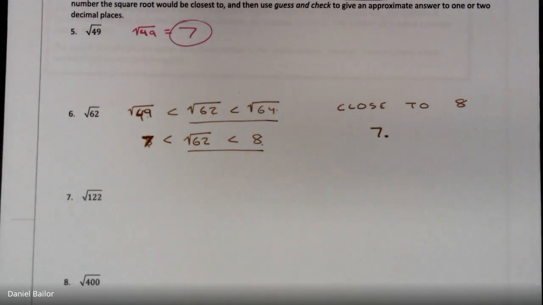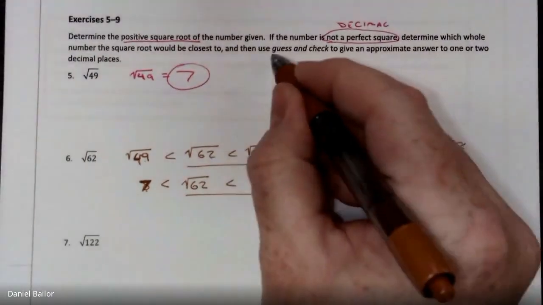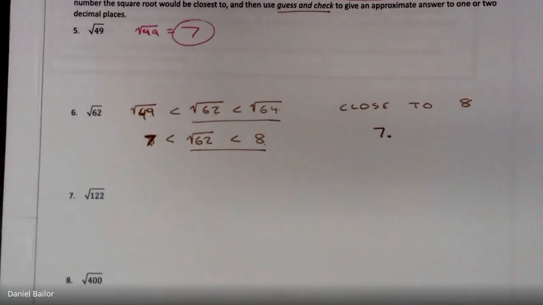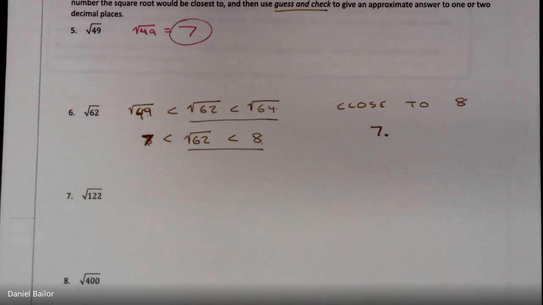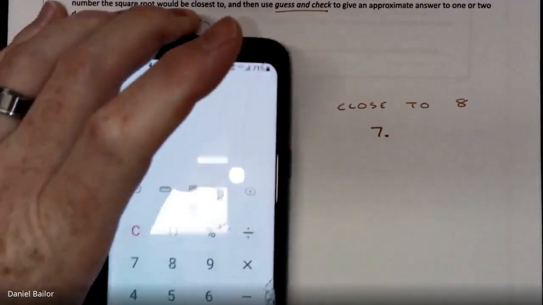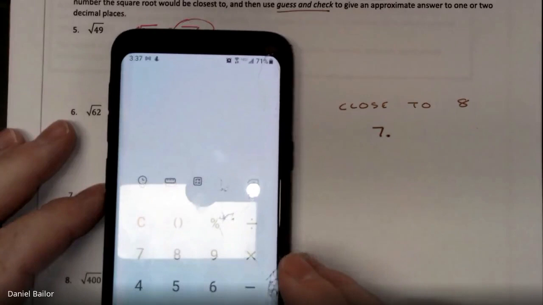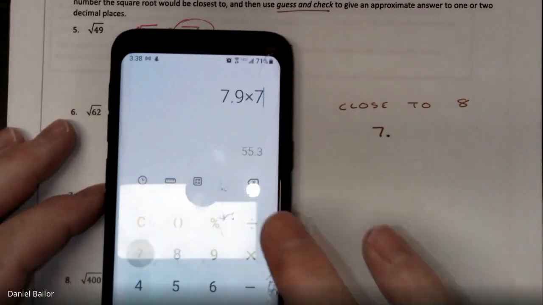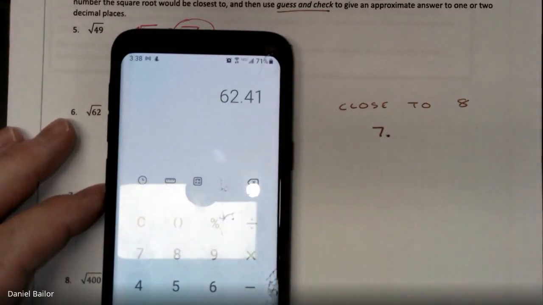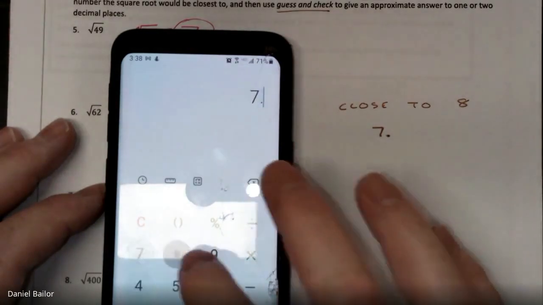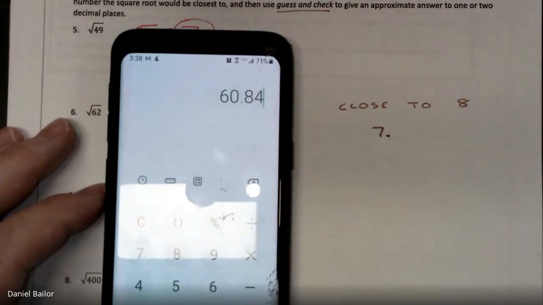Where is my phone with my calculator on it? So it is really just guess and check. And we can guess and check because they told us guess and check. So we know it's close to 8. So we know it is 7 point something. So let's try 7.9 times 7.9. That's 62.41. Let's try 7.8 times 7.8.